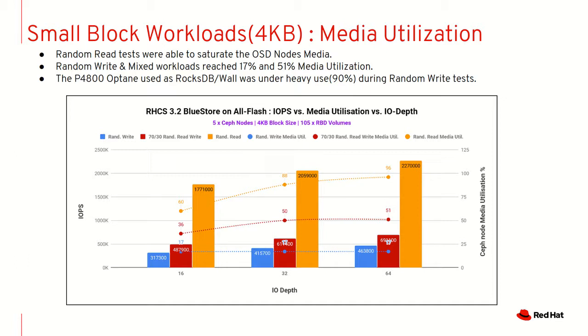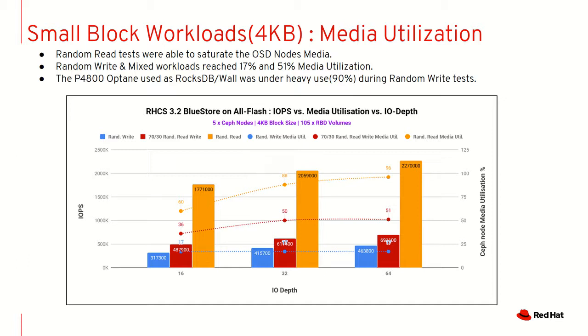The explanation for this is that the BlueStore min alloc size parameter for SSDs is set by default to 16K. So all the writes under 16 kilobytes are deferred. Writes that are deferred follow a different data path. The write first goes into the WAL device and then asynchronously gets written into the OSDs. That's why we see lower media utilization for our random writes.